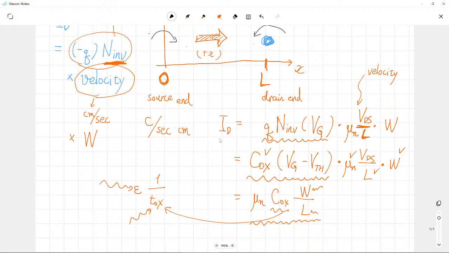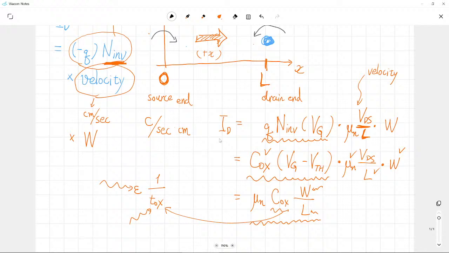More or less, mobility is fixed by the fabrication company. Of course, they are trying to maximize it, but they did their best. So as a designer, you cannot change mobility. And in the case of COX, also the company does its best, so they can provide their maximum available value, but the designer cannot change it. So the designer cannot change the thickness of your oxide layer. The only thing that can be freely changed by the designer is length and width.